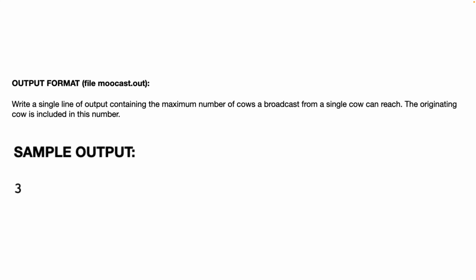Next, the output format will be the maximum number of cows a broadcast from a single cow can reach. The originating cow is included in this number. In this case, a maximum of 3 cows can be reached from a single cow.